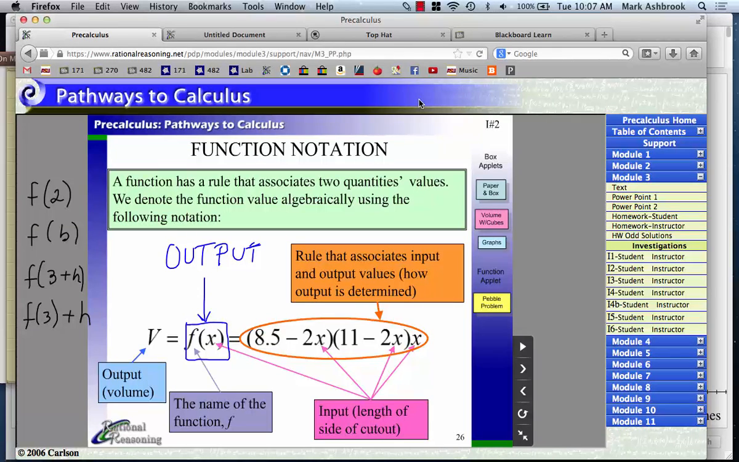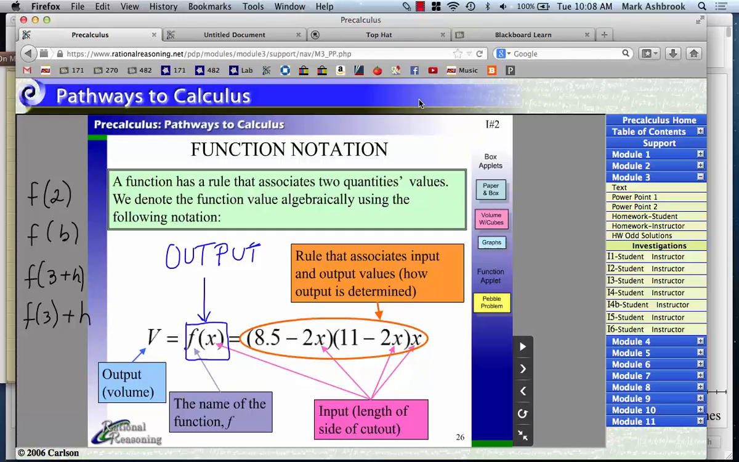Garrison, f of b. When you see f of b, what does that mean? Not sure. Jose? It's the output of the box when the input is b. Okay, so it's the output of the function when the input is b. What about in terms of the scenario? Eric, in terms of the box, what does that mean? F of b. Would that be the volume of the box?